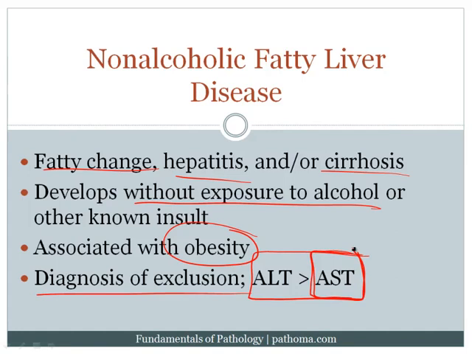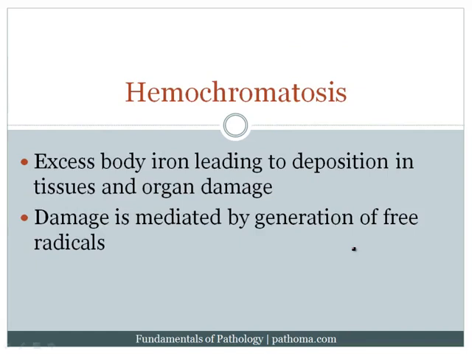Hemochromatosis is another disorder that can lead to cirrhosis. And in hemochromatosis, we get excess body iron that deposits in tissues and then damages organs. The deposition in tissues is called hemosiderosis, and when it actually damages the tissues, we call that hemochromatosis. Now, very high yield to note, the damage is actually caused by the generation of free radicals. Recall that iron has the ability, via the Fenton reaction, to cause the formation of free radicals. And so when you get excess iron within the tissues, you'll get generation of free radicals, and that's what mediates the damage in this particular disorder.